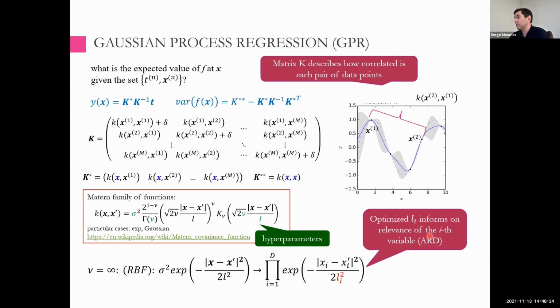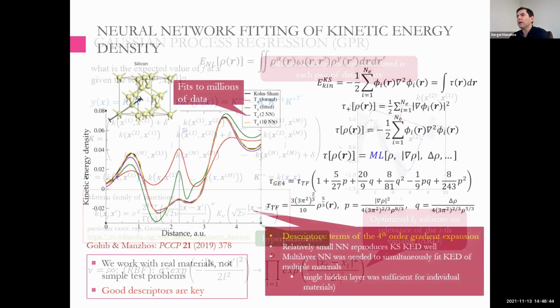Using the RBF kernel with Gaussian process regression can easily tell you the importance of the variable, because when L becomes very, very high, the influence of the change in that variable becomes smaller and smaller. So if the L is taken to infinity, that variable basically doesn't matter. This is the basis of automatic relevance determination.